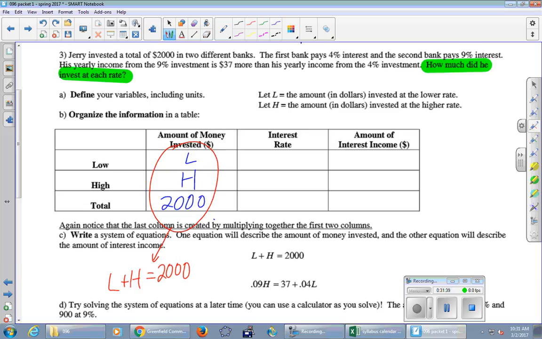Okay, interest rate. This middle column is easy. What's the low interest rate? So that means we're writing 0.04. Always decimals in this table. Convert percentages to decimals every time. High interest rate, 0.09. Total interest rate is meaningless. Cross that off.